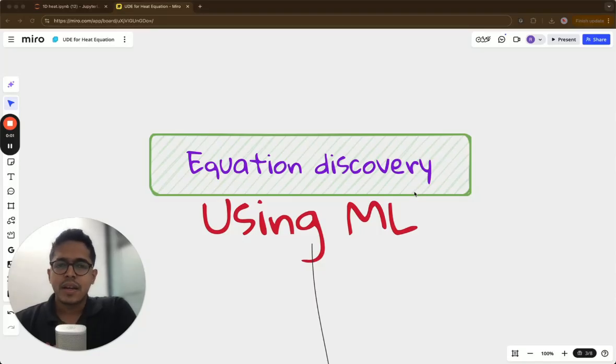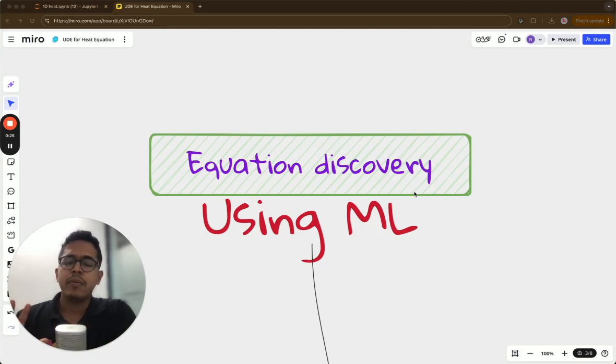Hi, in today's lecture, we are covering a fascinating topic which I really like. It's about equation discovery using machine learning. Specifically, we will see how we can make use of scientific machine learning to identify the way in which a particular variable is changing with respect to time or with respect to space. And that is what I mean by equation discovery.